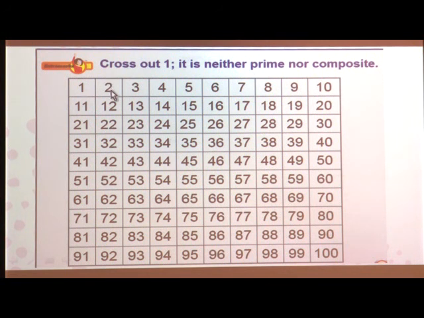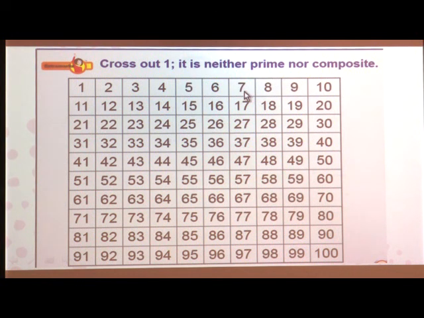Then leaving 2, cross out all the multiples of 2. We leave the 2 as it is, then cross out the rest of the multiples like 4, 6, 8, 10, 12, 14. In this way, till 100, we cross out all the multiples of 2. Then, leaving 3, we cross out all the multiples of 3. Leaving 5, again crossing all the multiples of 5.